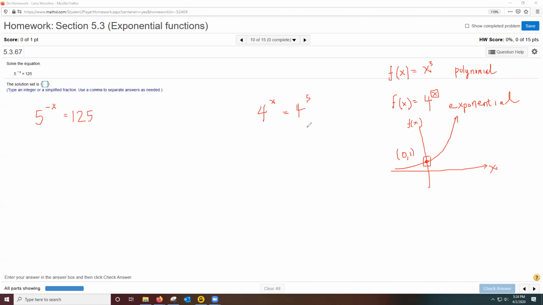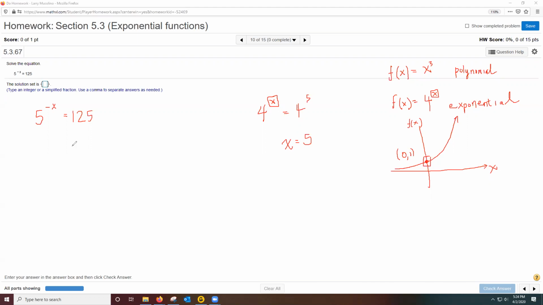Well, when the bases are the same like this, the only way this equation can be true is if the exponents are equal. So I can see by inspection that the only way this equation would be true is if x is equal to 5. So what that means is if we could get the bases to be the same, we can then set the exponents equal to one another.